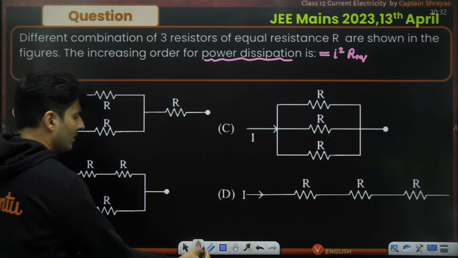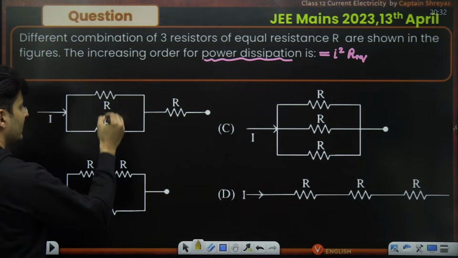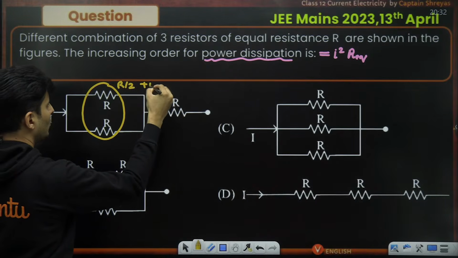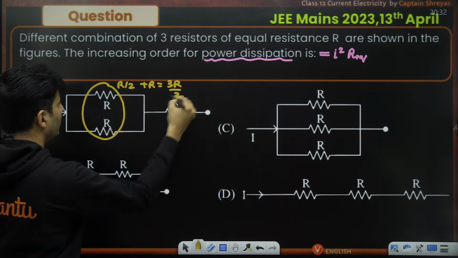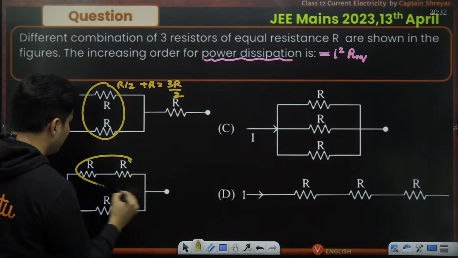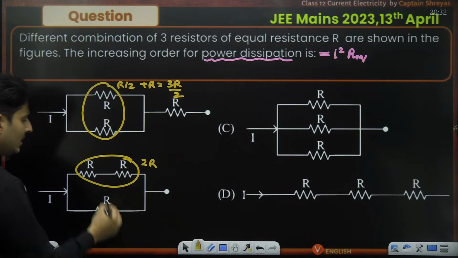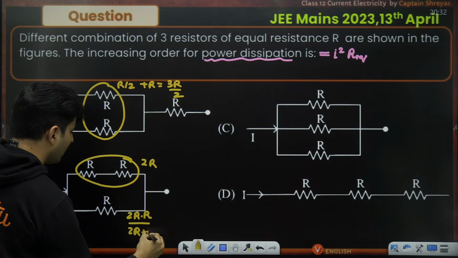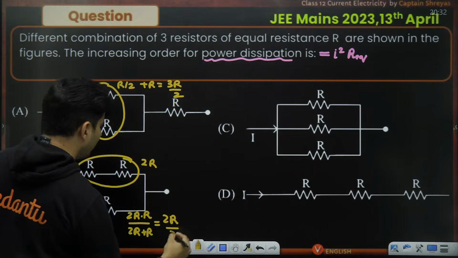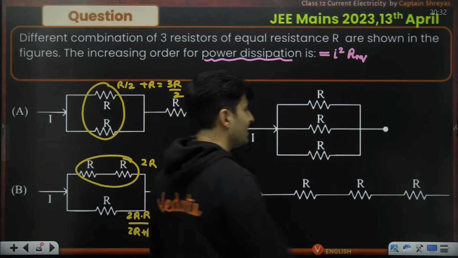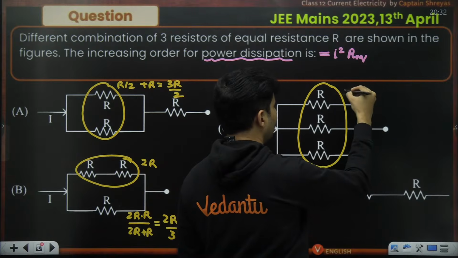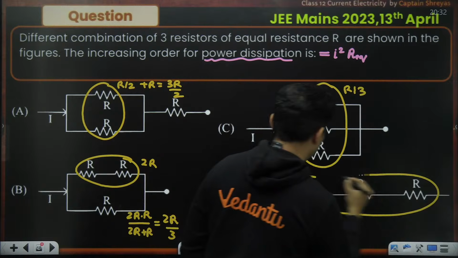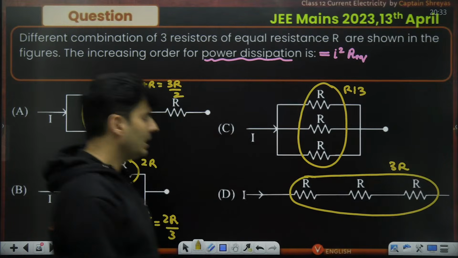Over here, immediately, if you notice, this resistance and this resistance are in parallel. So together, that is R by 2, and this is in series, so plus R. That will be 3R by 2. These two are in series, so it will be 2R. These two are in parallel, so R1 R2 upon R1 plus R2. That will be 2R divided by 3. That's this resistance. What about this? All three are in parallel, so definitely R by 3. Here all three are in series, so definitely 3R will be the equivalent resistance.